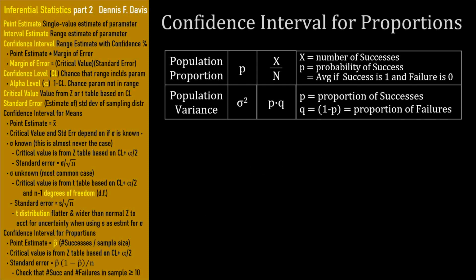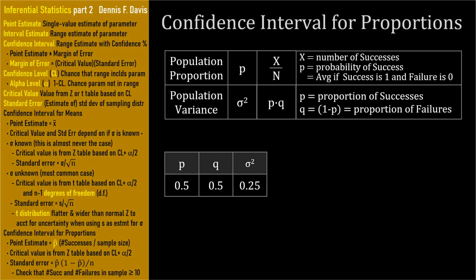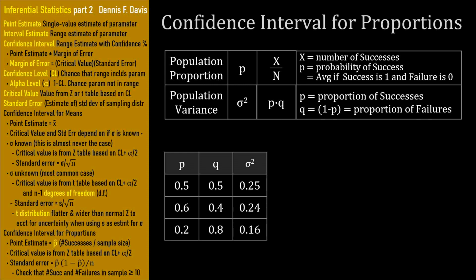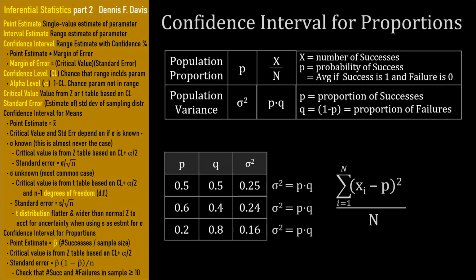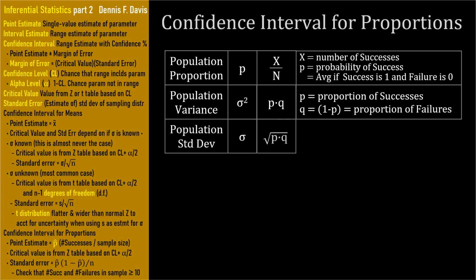Now let's review these results. When p was 0.5, the variance, sigma squared, was 0.25. When p was 0.6, the variance was 0.24. And when p was 0.2, the variance was 0.16. As it turns out, for proportions, sigma squared will always equal p times q. The math is the same as for continuous random variables, it just turns out to be equal to a very simple expression for the variance of proportions. And so the standard deviation of the population proportion sigma is the square root of p times q.